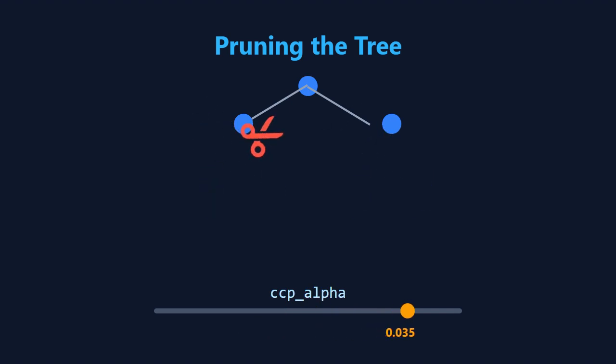There are different pruning strategies. In scikit-learn, one important parameter is which controls cost complexity pruning. A larger value generally produces a simpler tree.